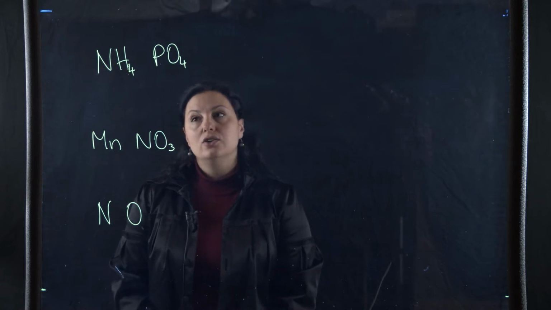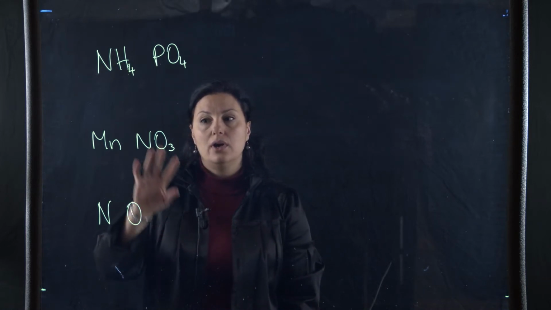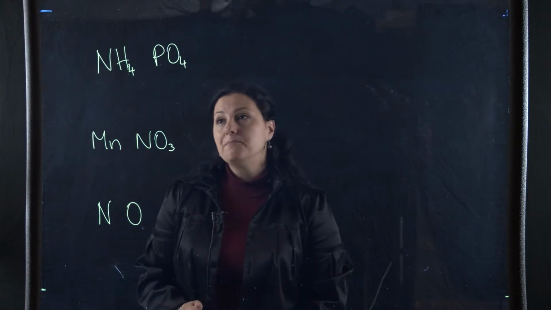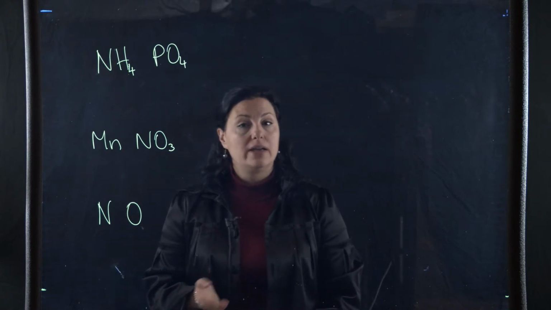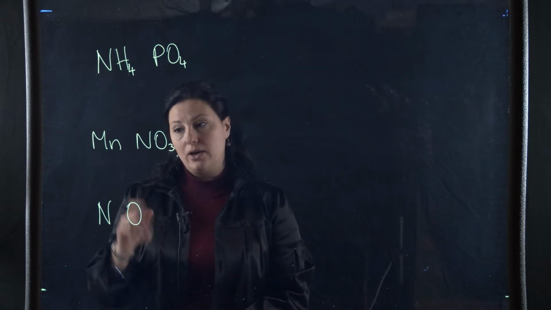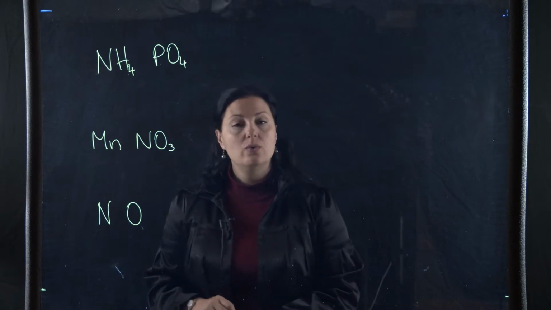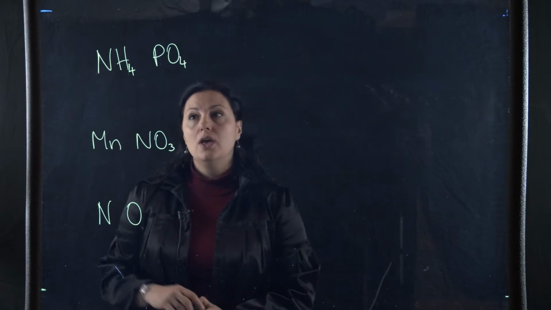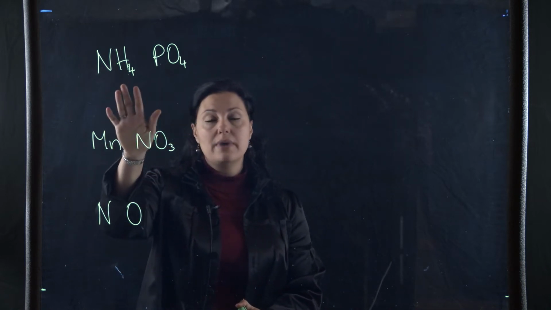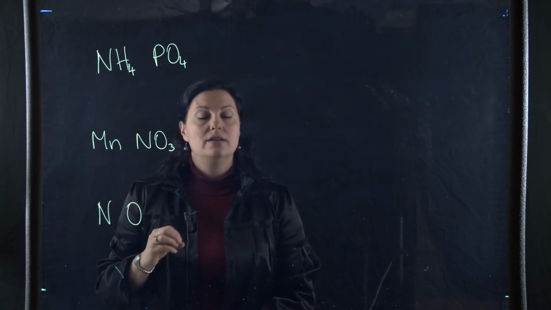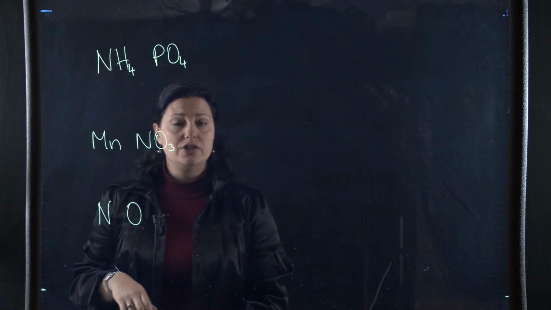Okay, let's take a look at how to figure out the molar masses of these compounds. First of all, let's figure out how to write the formulas for these three compounds. I have just written the ions here. For the first one, we have ammonium phosphate. You have to memorize the polyatomic ions, their names, their formulas, and their charges.